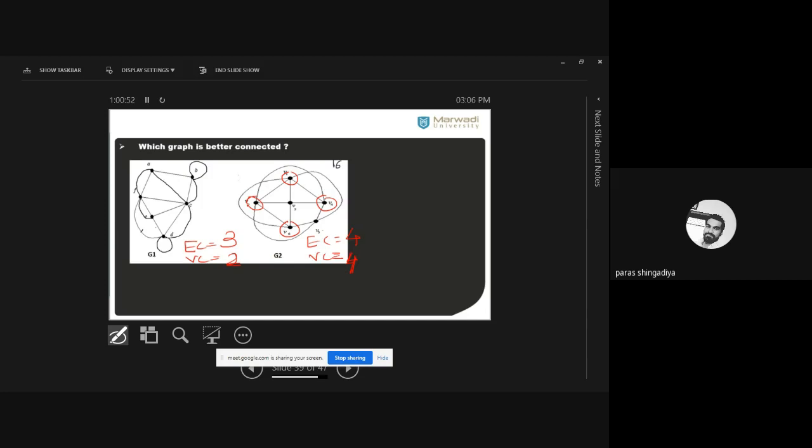Clear? So is there any confusion in the concept of vertex and edge connectivity of a separable graph? Any doubt for anyone in this concept? Any confusion? Okay, nice. No, sir.